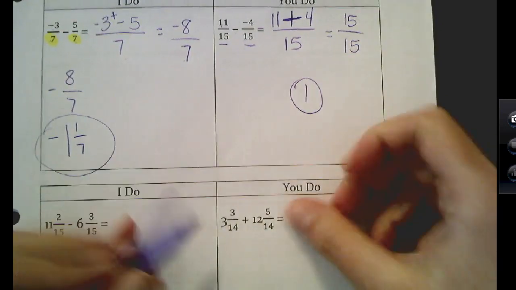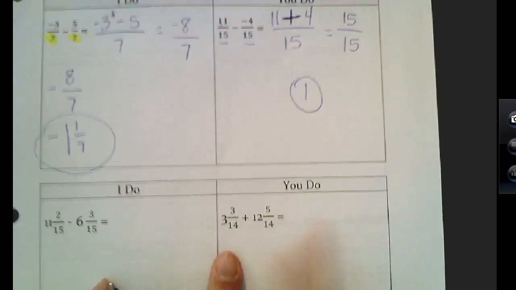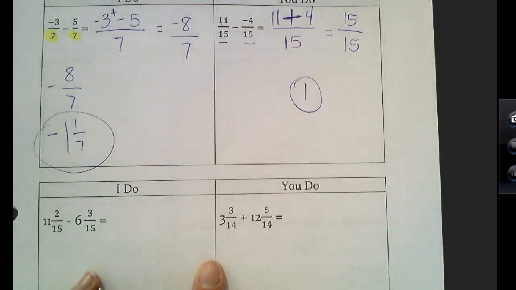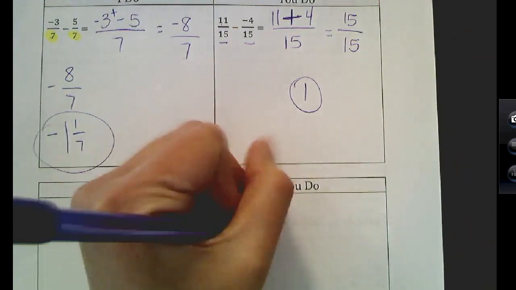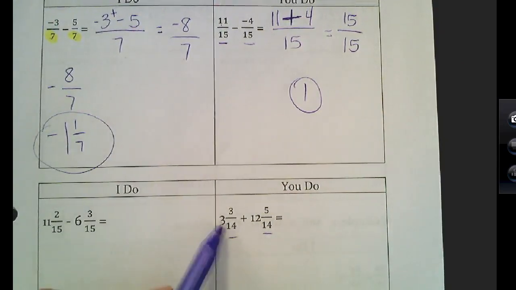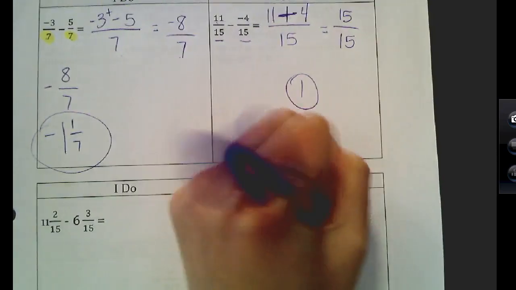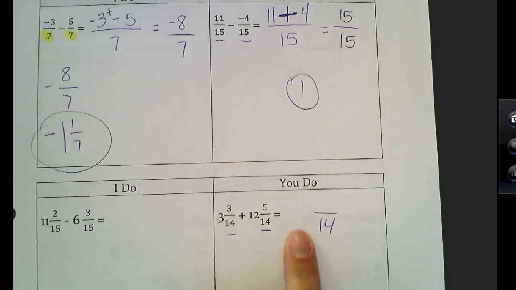We are now adding mixed numbers together. Go ahead and underline your denominators for me for this you do box right here. So what are you guys underlining? The 14s. Good. Do we have the same denominator? Absolutely. So I need to leave some space to write my whole number, but I'm going to go ahead and write that 14 in my denominator, leaving a big space here for my whole number.